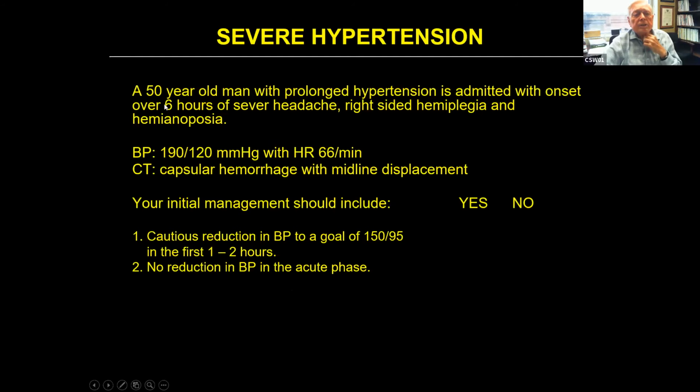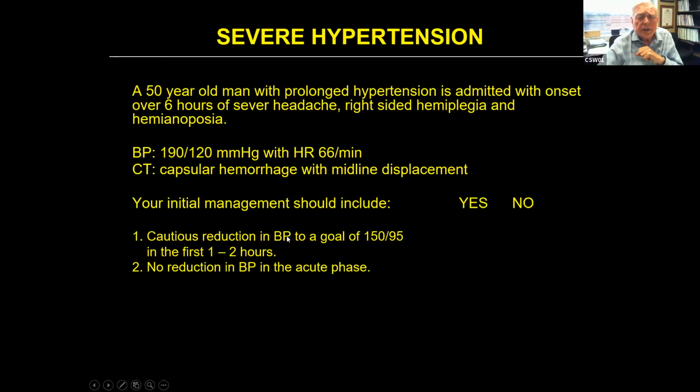So let's look at this case. A 50-year-old man with prolonged hypertension admitted with 6 hours of severe headache, right-sided weakness, and hemianopsia, typical capsular hemorrhage. He has a high blood pressure, and the CT shows a capsular hemorrhage with midline displacement. So this most definitely is an urgency, right? An emergency.